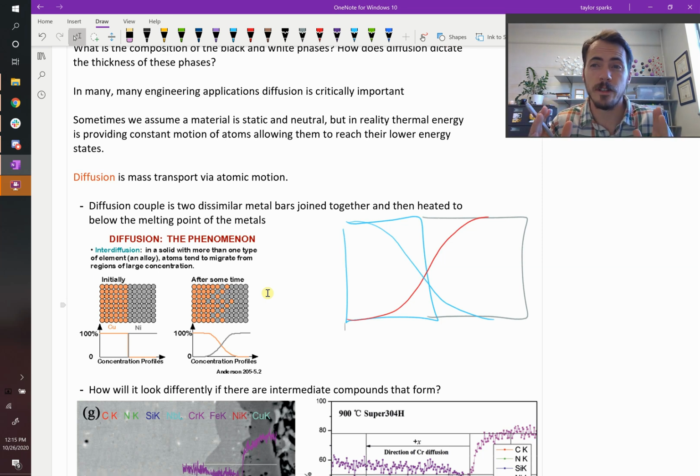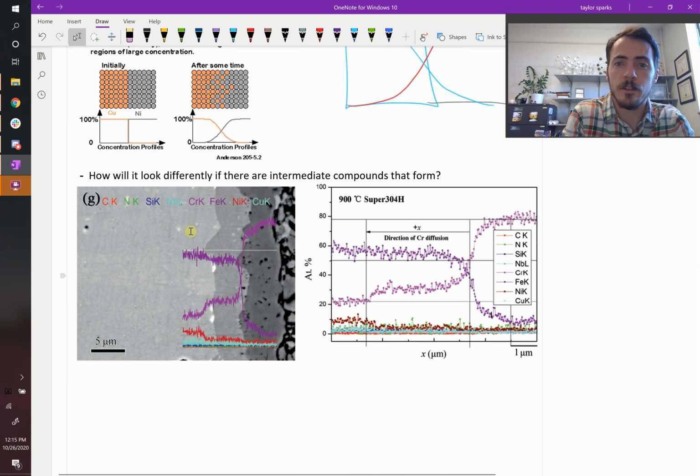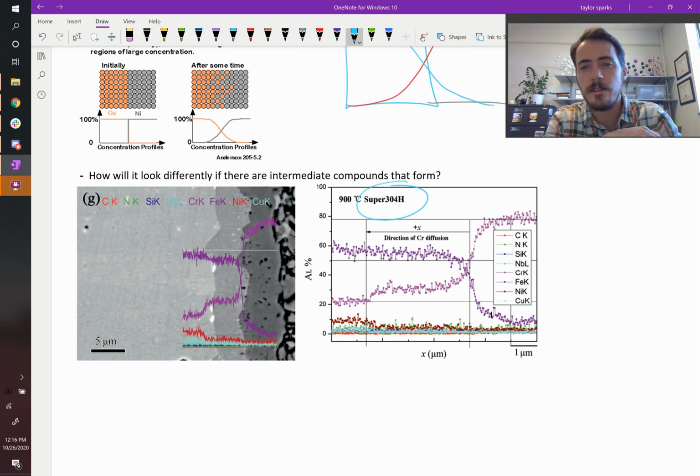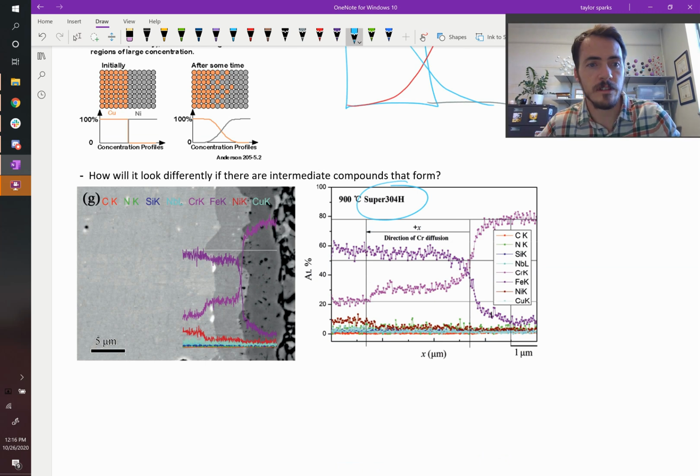What about a material that doesn't have complete solid solubility? Maybe one that forms intermediate compounds. Well, we can see an example of that right here. This was a type of steel, a type of stainless steel. It's called Super 304H. It's 18 chromium, 9 nickel, and I can't remember what else. It's got a few other things, silicon, niobium, a few things like that. It's a specialty steel. It has, you know, good properties for certain applications.